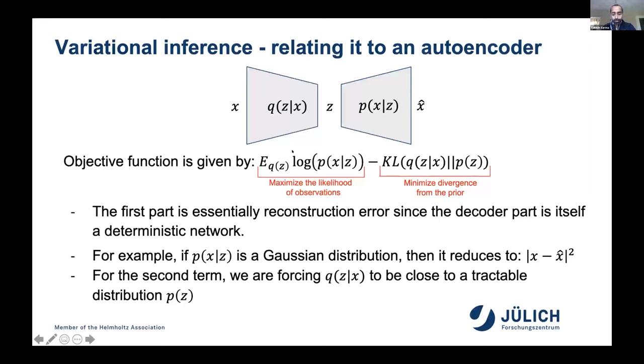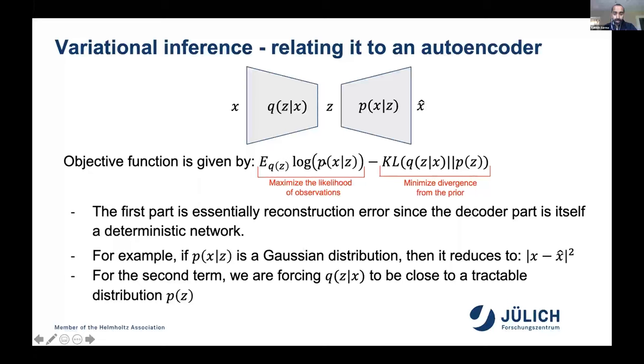Now, what is very interesting here is that this objective function itself has two parts. One part is the KL divergence, as we already saw. It basically minimizes the divergence from the prior that we already assume, because it reduces the loss between two probability distributions. And the other one maximizes the likelihood of observation. So it tries to maximize that what we observe is actually given by the probability distribution, by the propagation here. And this roughly translates to a reconstruction error.